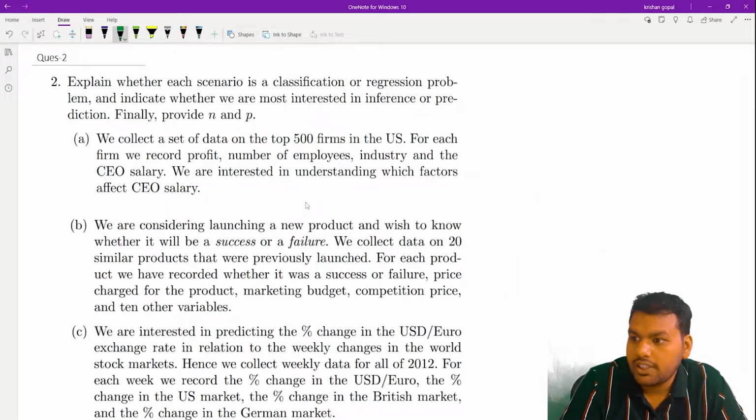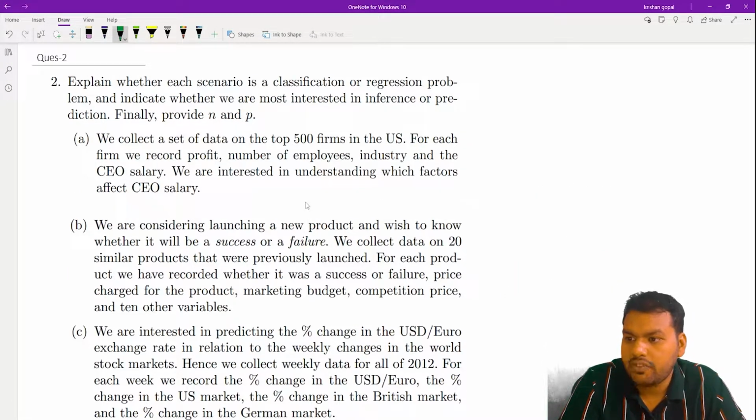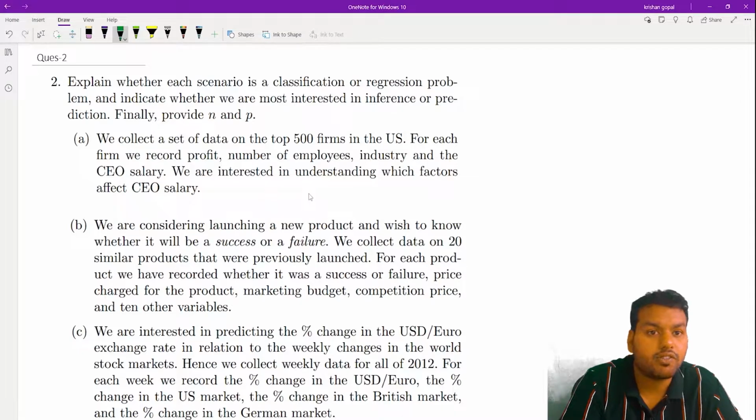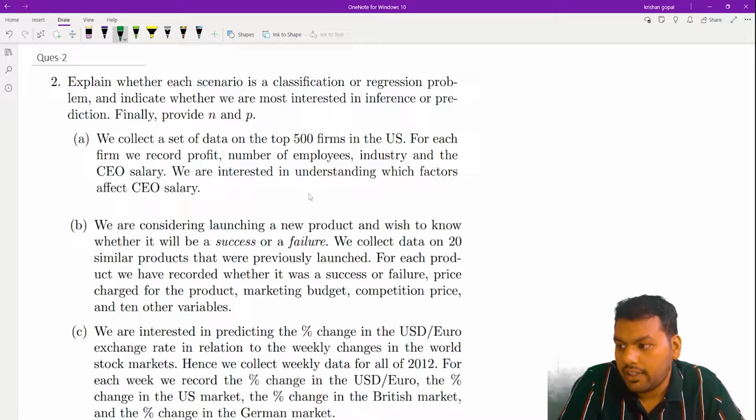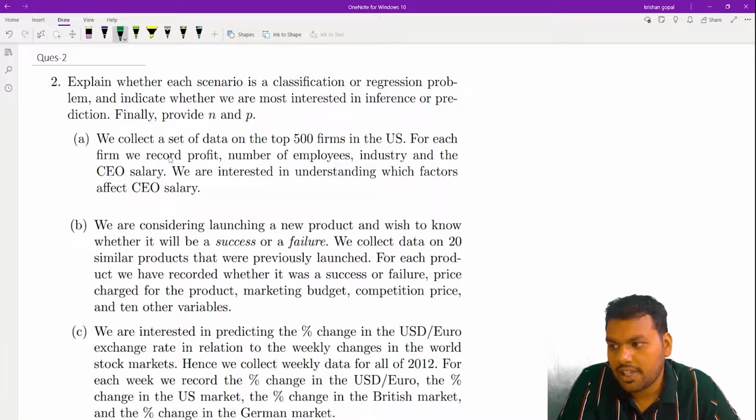The second question is testing the knowledge about classification or regression, and we need to indicate whether we are more interested in inference or prediction. So here we should understand the basic terminology that we have already discussed in our videos: what is classification, what is regression, what is inference, and what is prediction. I already recorded videos for this. And we need to provide the n and p values, that is n is the sample size, and p is the number of predictors as well. So let's start with question number 1.